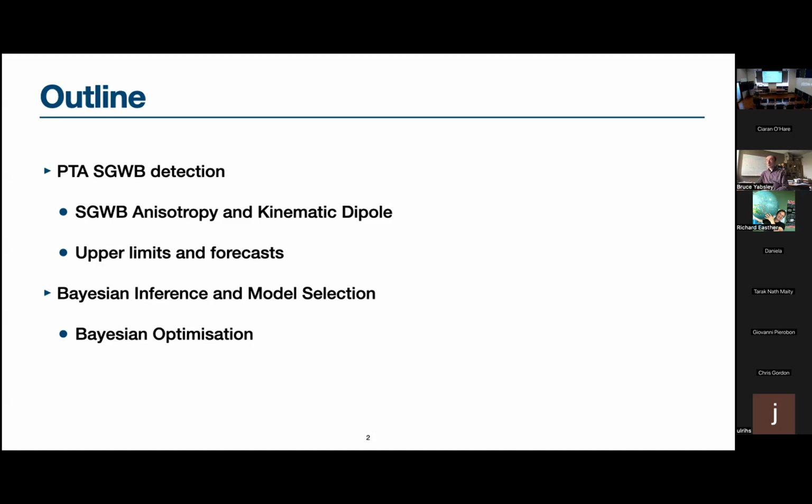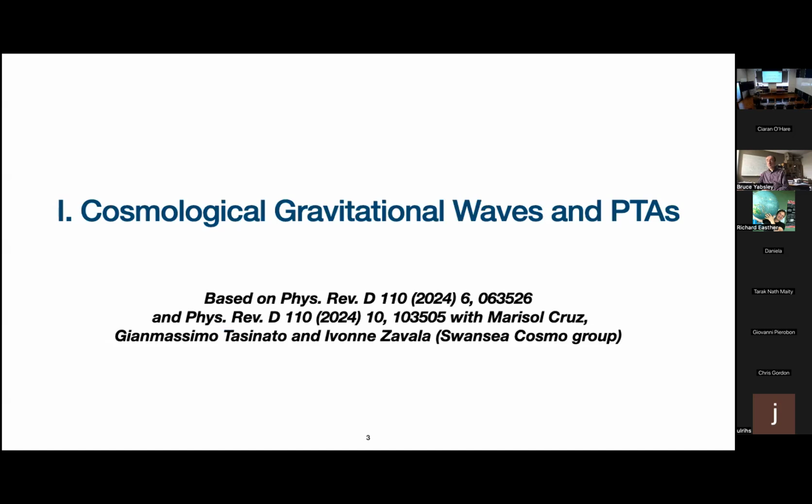So in the second part, I'll discuss the issue of Bayesian model selection for cosmology using a new technique called Bayesian optimization and how it can be used to calculate the evidence, which is an important quantity for this model selection process, in situations where traditional methods might not be the most suited. So let's start with the first part, gravitational waves and pulsar timing arrays for cosmology. And this is work based on work I did with the Swansea cosmology group.